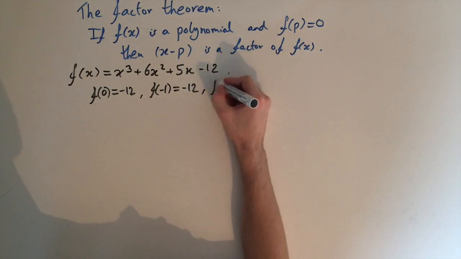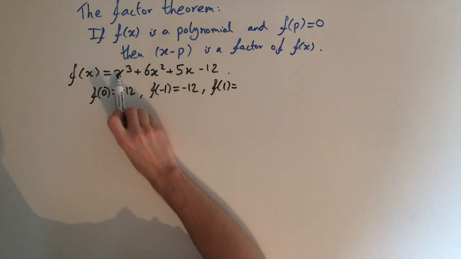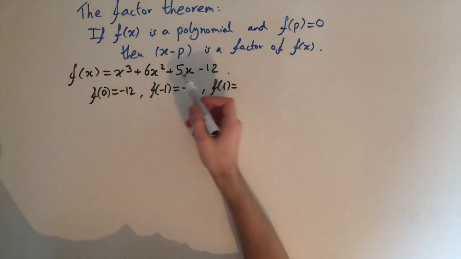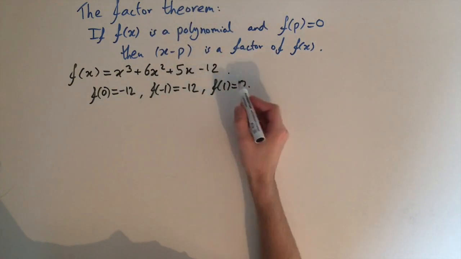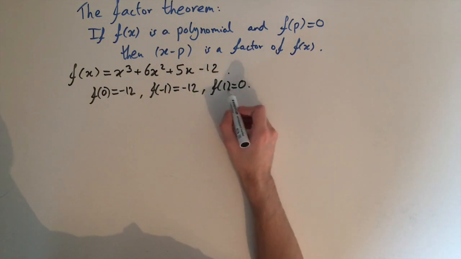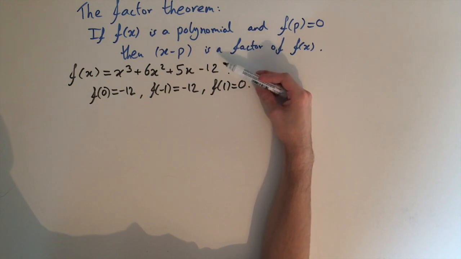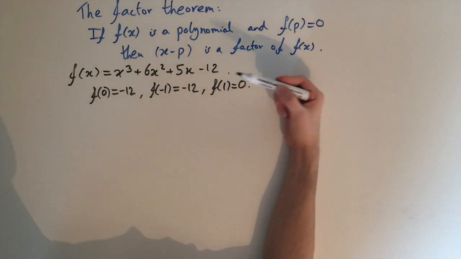But then maybe if you try f of 1, you see that 1 to the power of anything is just 1. So we'd have 1 plus 6 plus 5, which is 12. And then we have the minus 12. So we see, just from a few examples, we found one of the factors already. We found that x minus 1 is a factor of this polynomial. It doesn't tell us the other factors, but we can find that using polynomial division.